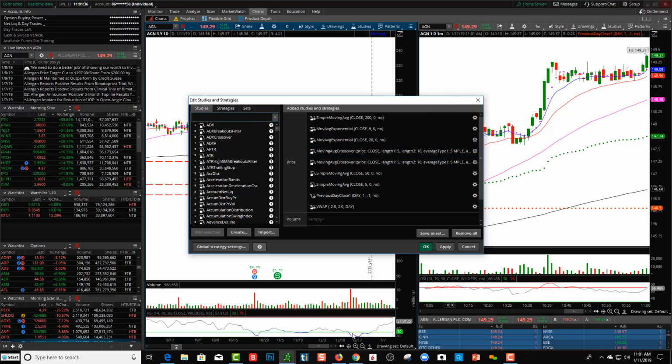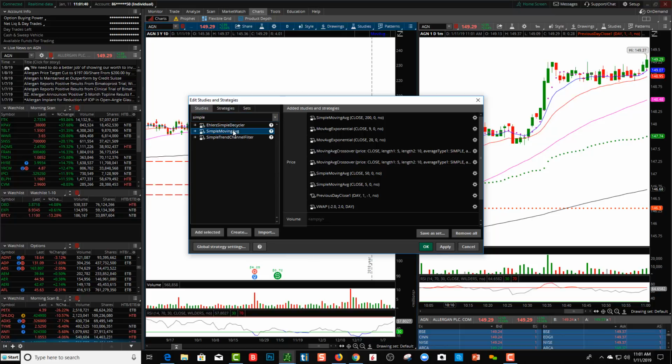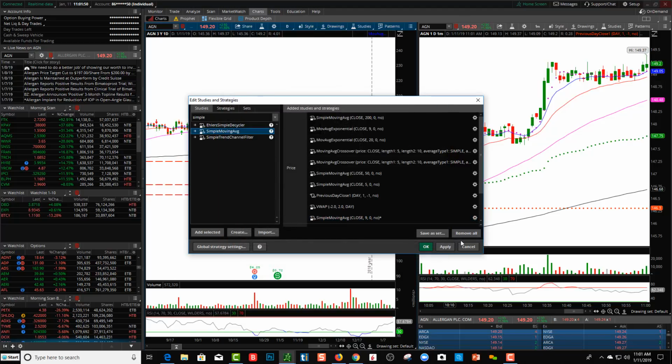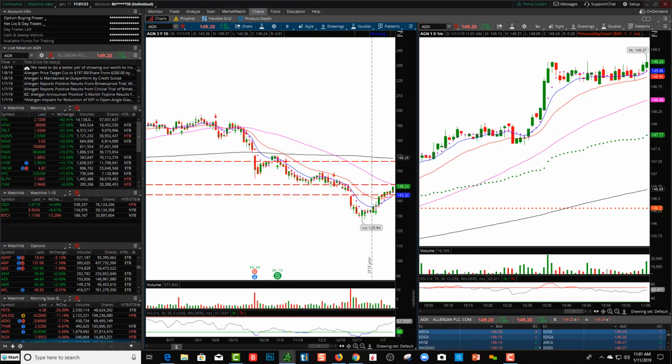You go over here and just type in simple. You'll see simple moving average, double click on it, pulls it up here, double click on it. And again, if you want to put 100 or whatever, there you go. And then change the color. And that's how you do it. So again, we don't want to discourage people from using moving average lines because we use them. We just want to put the emphasis on candlesticks first.